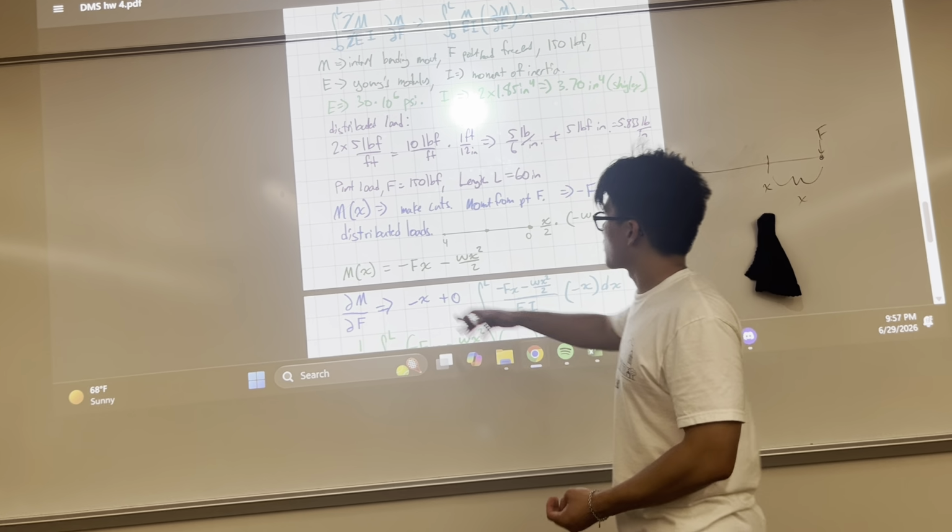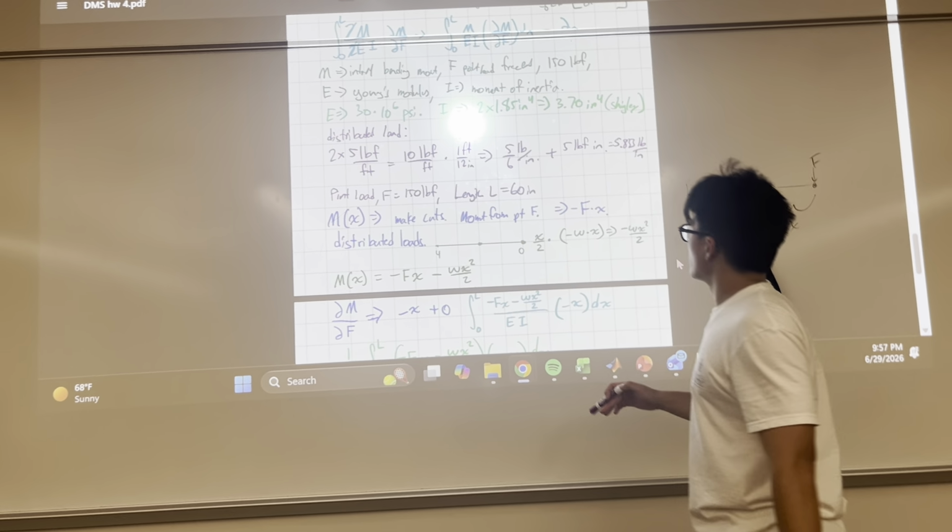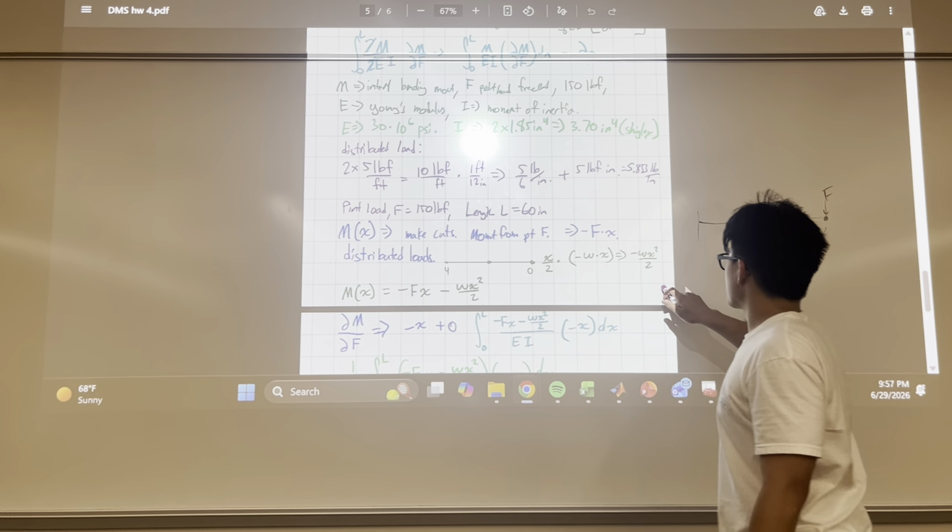And then there are also the distributed loads. So in summary, the moment equals this.